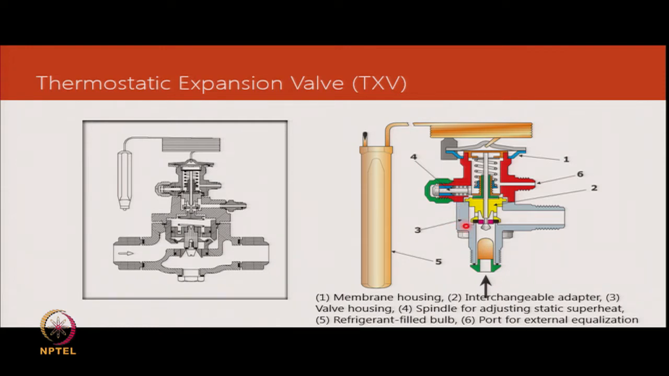Then we have a spindle which is part number 4, or before that, 3 is the housing. So, the body of the valve is part number 3. Part number 4 is an adjustment for static superheat. So, the spring force can be altered when we are optimizing the system. So, you move it clockwise and counterclockwise, we will be either compressing the spring or relaxing it, and with that the spring force on the diaphragm will change.